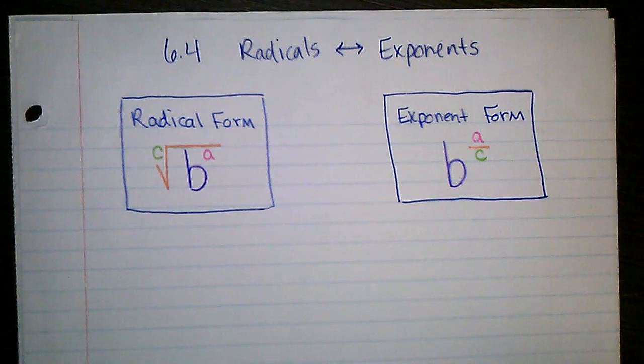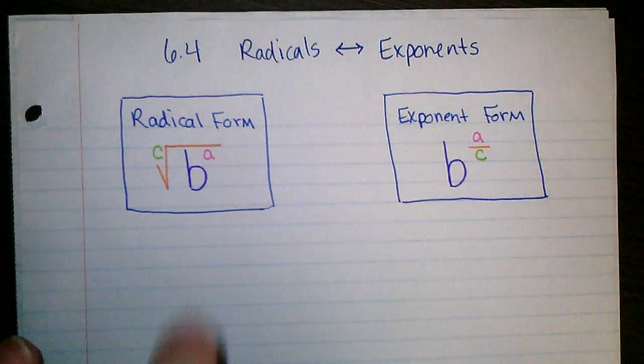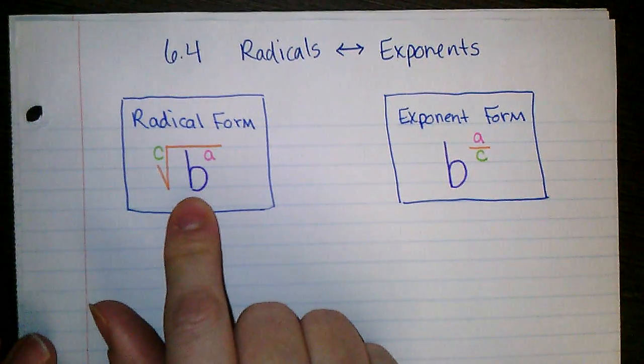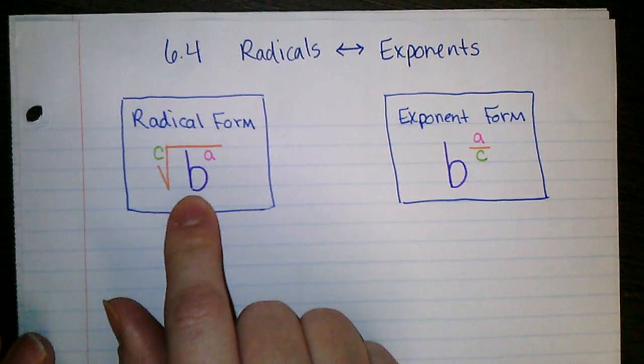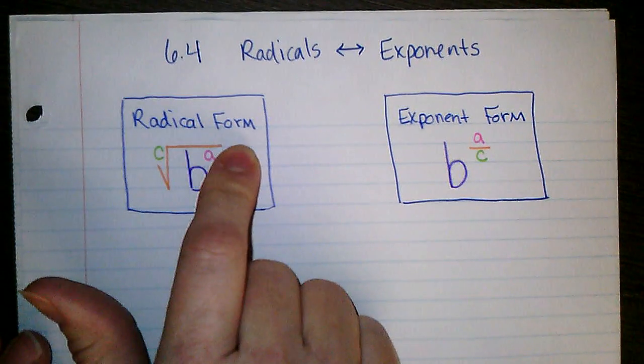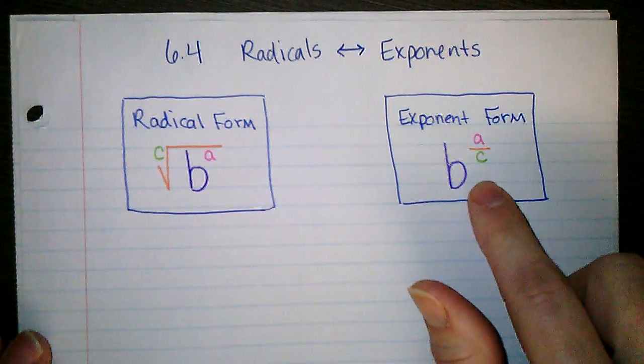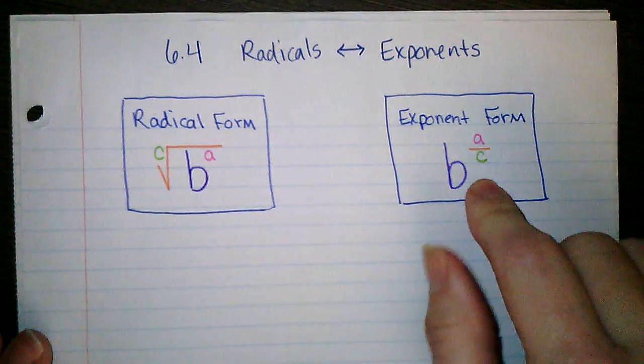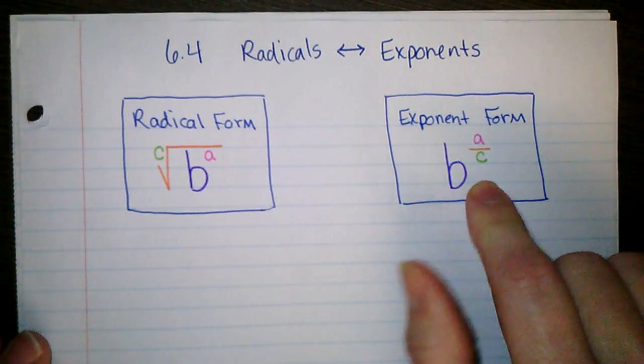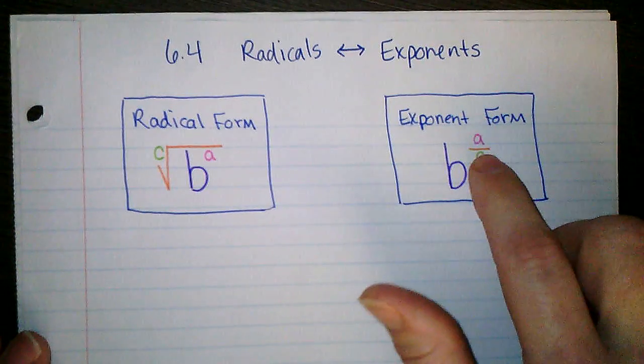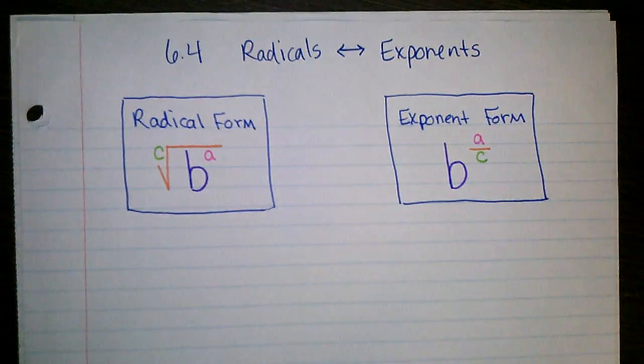In section 6.4, we are going to work on converting between radical form and exponent form. So what we have over here is in radical form. You can tell it's in radical form because it has the radical symbol. And then what we have over here is in exponent form, and it does not have a radical. It has a base, and then this one has a fractional exponent.